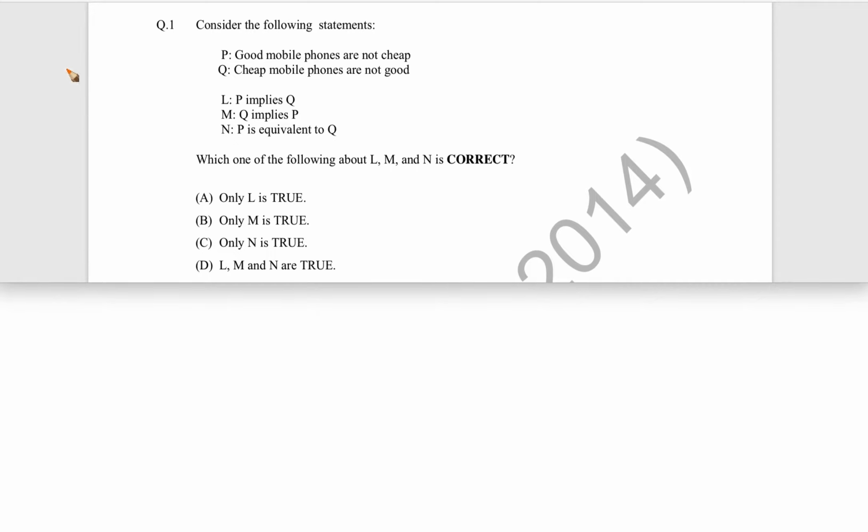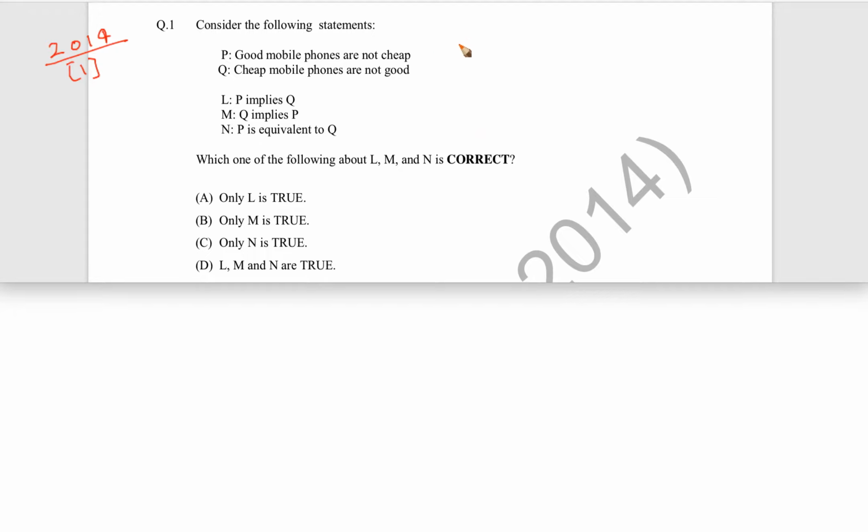Okay, now let's see this question. This question came in GATE 2014 for 1 mark. The question is, consider the following statements. The first statement P is, good mobile phones are not cheap. The second statement Q is, cheap mobile phones are not good.